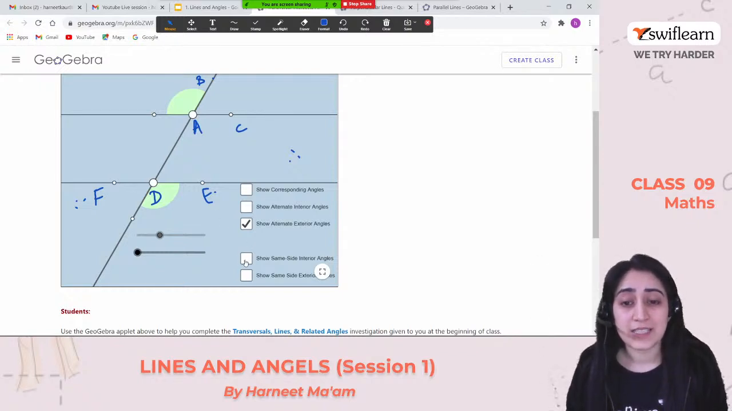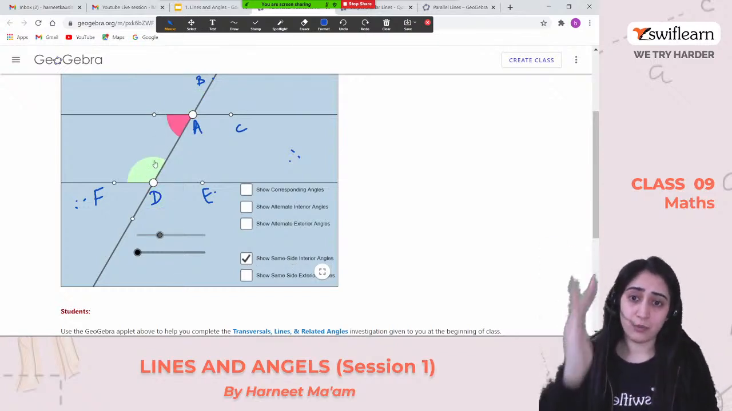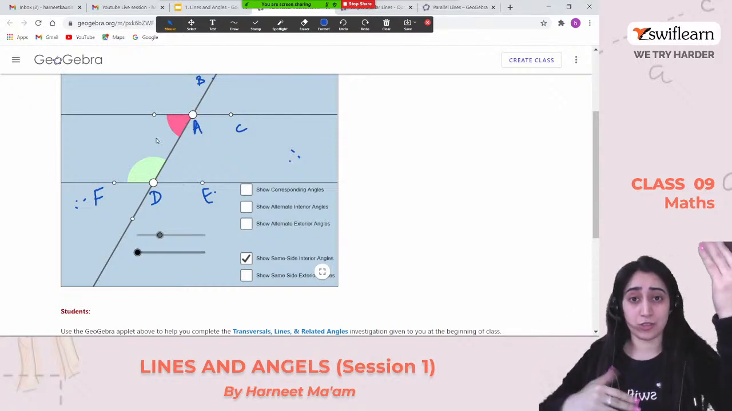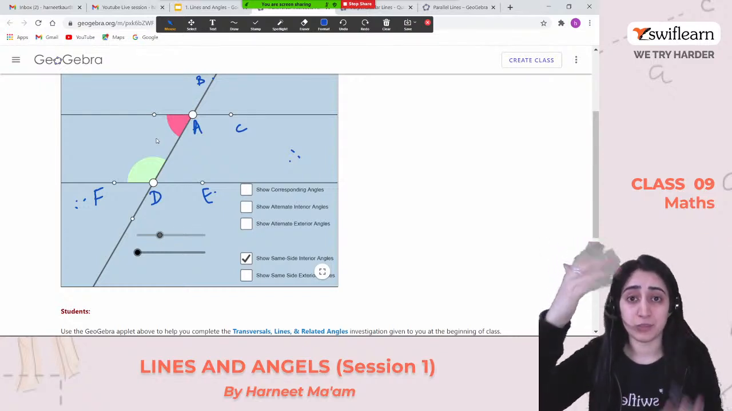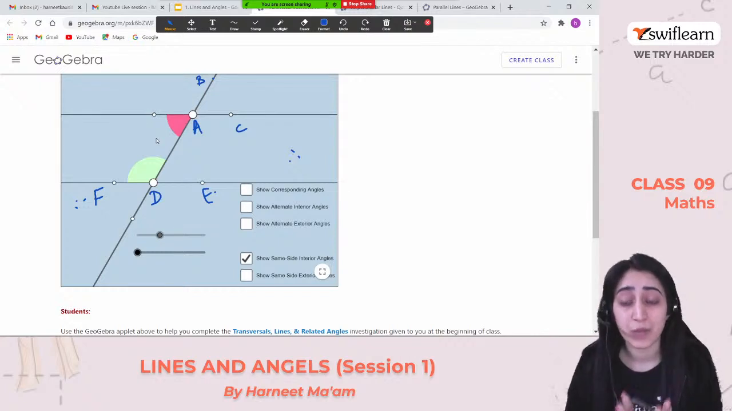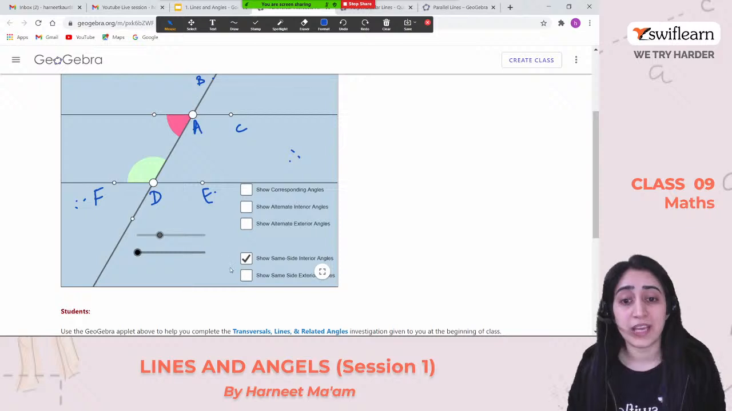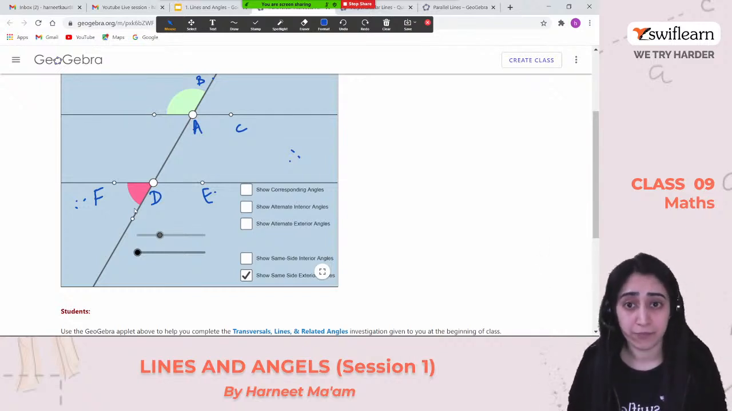Now, let's see same side interior angles. What happens on the same side? These are just on the left hand side. Will this be the same? No. The alternates are the same. The right on the top and left at the bottom, or the left on the top and right at the bottom, in the interior, are the same, whereas on the same side, they are not the same. Same goes with the exterior ones. What happens in the exterior on the same side? They are not the same, whereas on the alternate sides, they are the same. Clear with this activity? Sure?